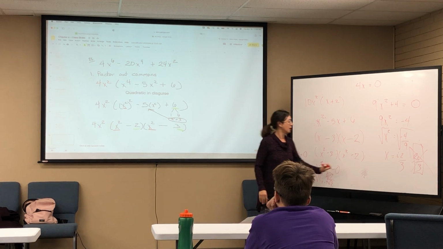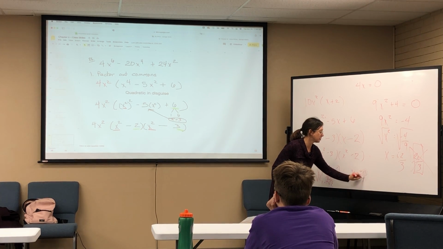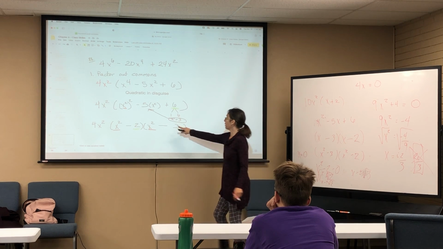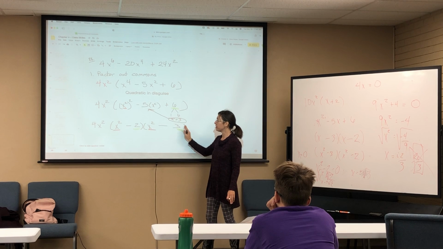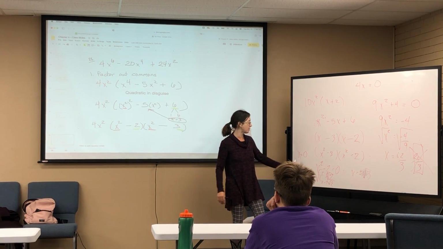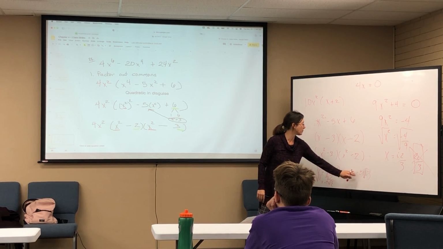Plus or minus square root of 3. X equals plus or minus the square root of 3. Move my 3 over because I'm setting the whole thing equal to 0. So now x squared equals 3, square root of both sides. So now I have 5 solutions: 1, 2, 3, 4, 5.